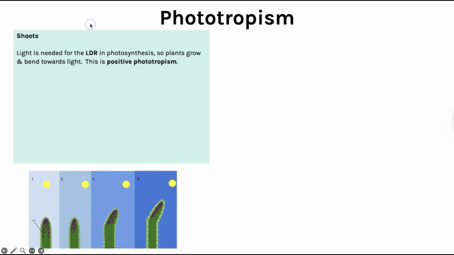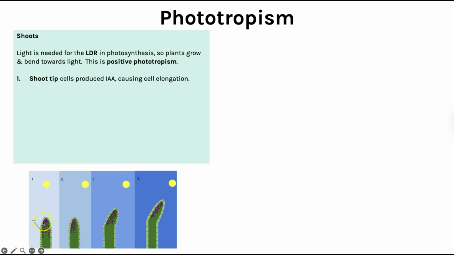So if we have a look at phototropisms first of all, photo meaning light, so this is the response to light. In the shoots, light is needed for the light-dependent reactions that you learn about in topic 5. So the plant is going to benefit by gaining more light energy and therefore leaning or bending towards the light source, the stimulus. And this is positive phototropism.